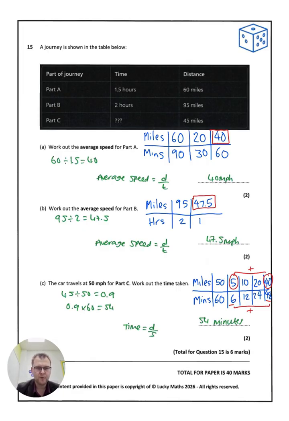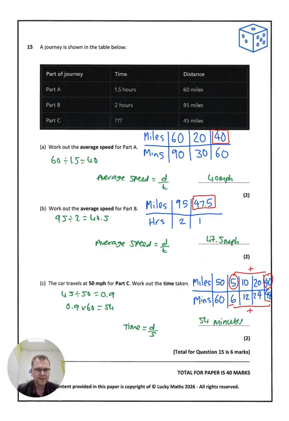Finally, speed, distance, time questions done using the ratio table. So the average speed for part A, if you're traveling 60 miles in an hour and a half, I've put that as 90 minutes on that table. 60 miles in 90 minutes, if you break it down, divide it by 3, it's the same as 20 miles in half an hour. So therefore, the speed traveled is 40 miles per hour, because it took obviously an hour there to do 40 miles. Part B, 95 miles was traveled in 2 hours. By halving that, it equates to 47.5 miles per hour.